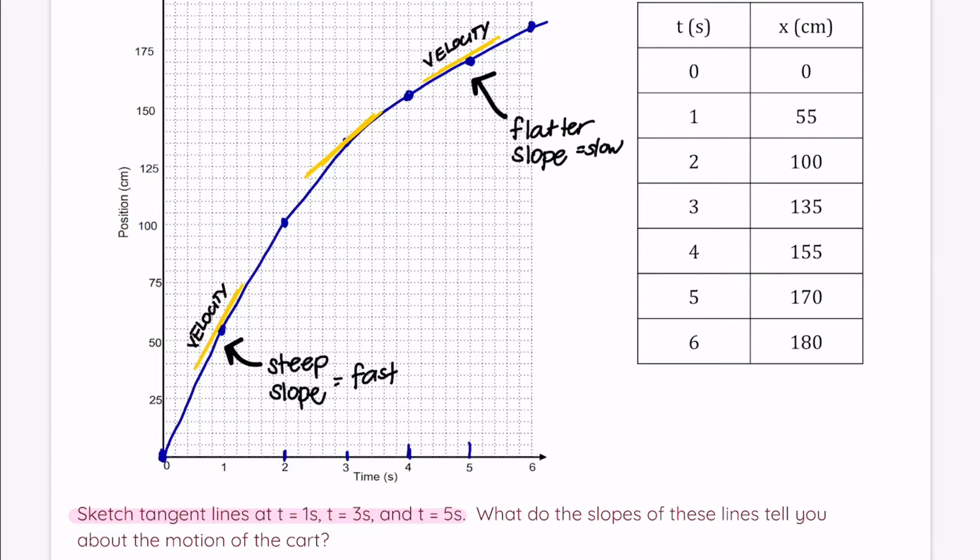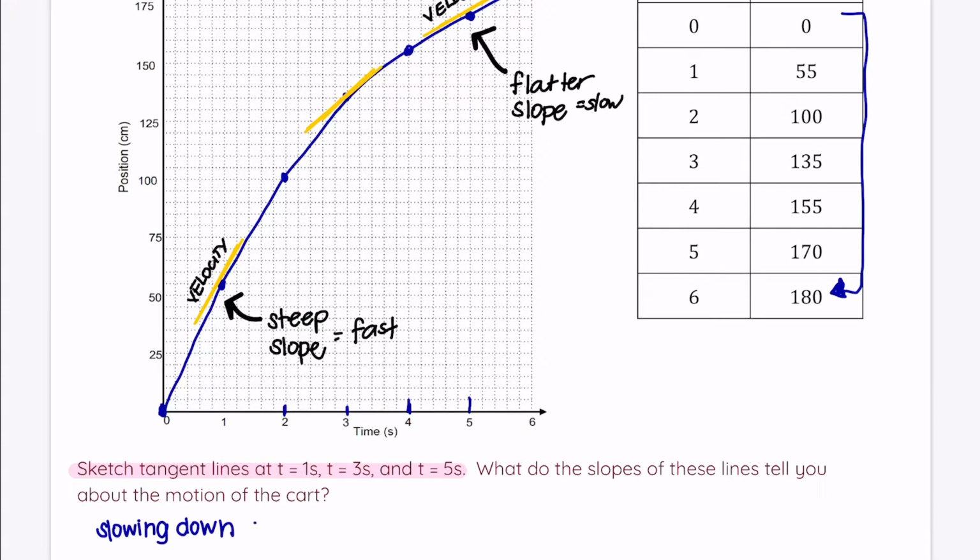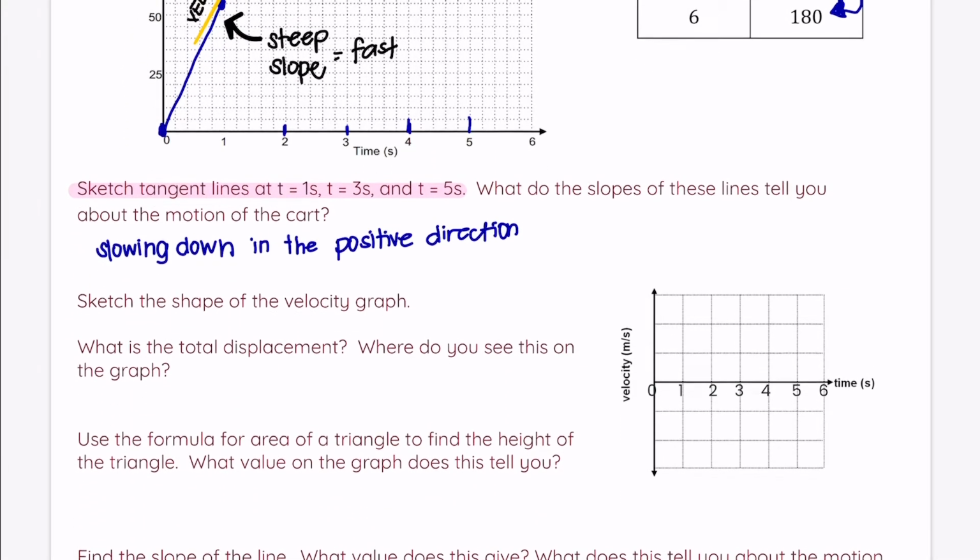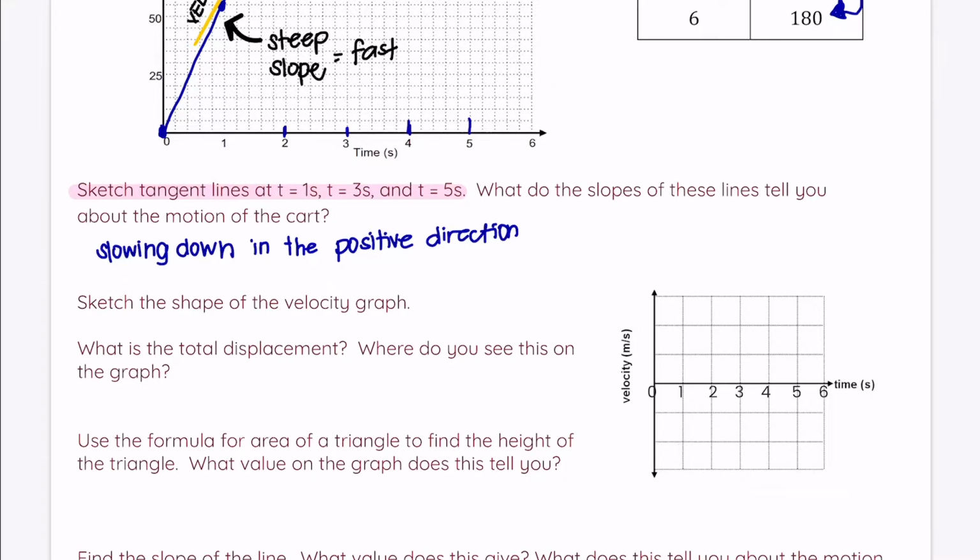And we see also that the position here is increasing. So as time is increasing, we see that we started off at 0 and we kept going up in position. So you would say that this object is slowing down in the positive direction. And so now we're going to go ahead and sketch the velocity graph. So the velocity graph started off with something that was high in velocity, and then it went someplace low in velocity, almost to a stop.